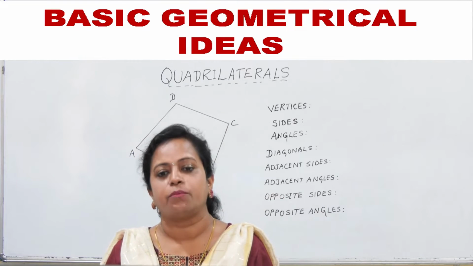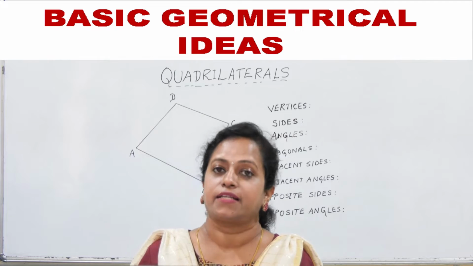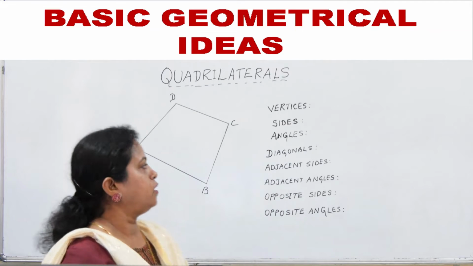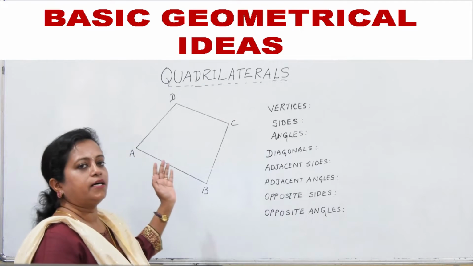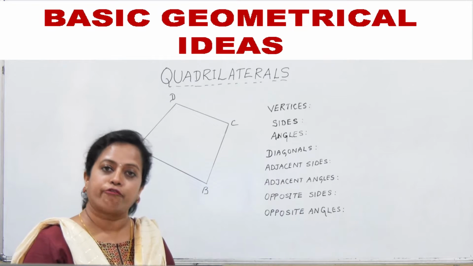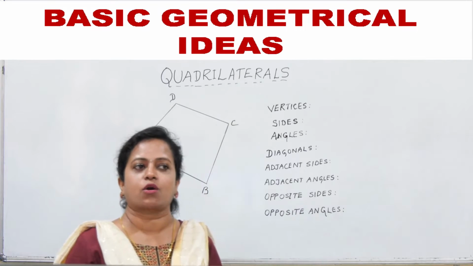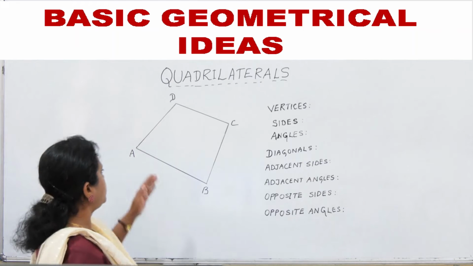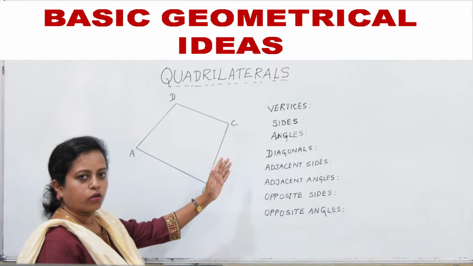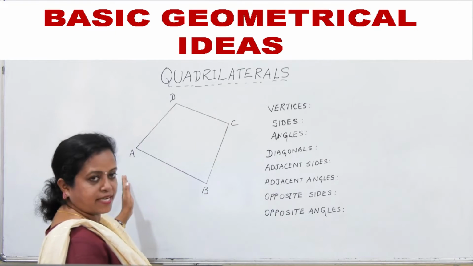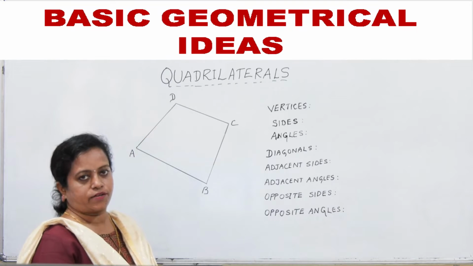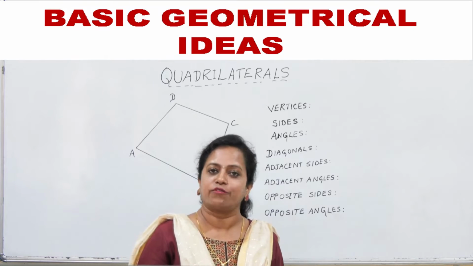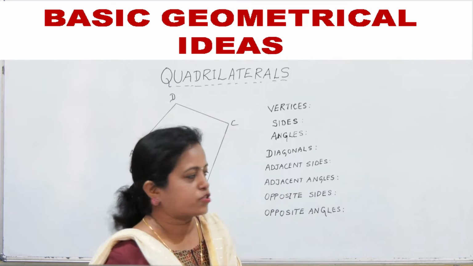So let us understand more about the quadrilateral, the different parts of a quadrilateral. So what did I say? A polygon which is made of 4 line segments is called a quadrilateral. So here you can see I have made a polygon which is made of 4 line segments. This is a quadrilateral. Now let us understand the different parts of a quadrilateral.